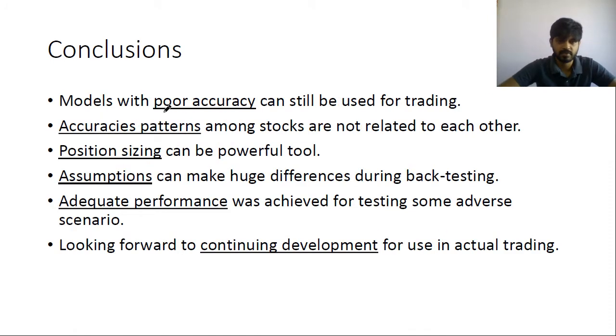So we found that we used models with poor accuracy, with a mean accuracy of 50%, and we could still use it for trading. We also found that the accuracy patterns among stocks are not very much related to each other. So that is something that we can make use of during trading. Position sizing helped us a lot. So this is what was the source of our profits. We could concentrate our positions in some stocks where we felt bullish.